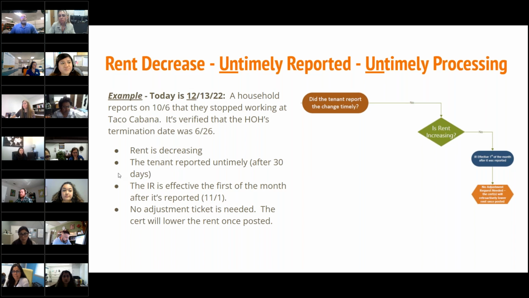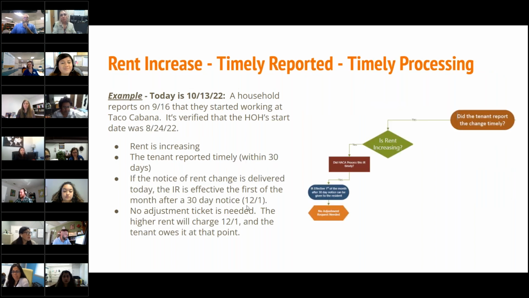Ready to look at increases? Some apprehensive nods. All right. So we're sticking with today. Today is October 13th. Household reported on 9/16 that they started working at Taco Cabana. It's verified the head of household start date was 8/24/22. So rent is increasing, right? They have a new job. The tenant reported timely because it's within 30 days.